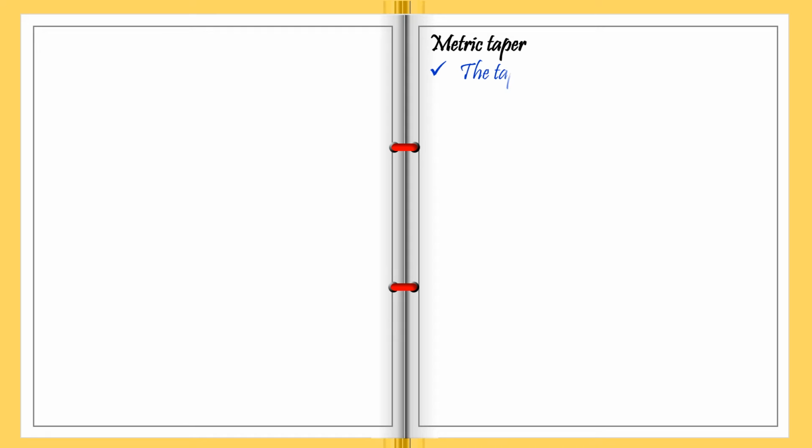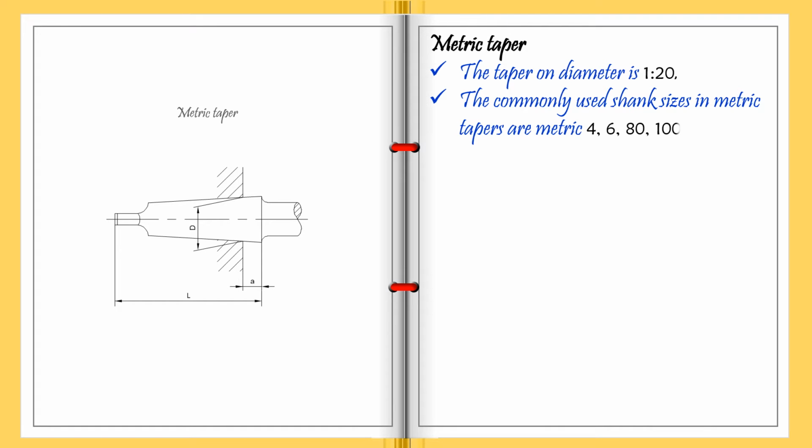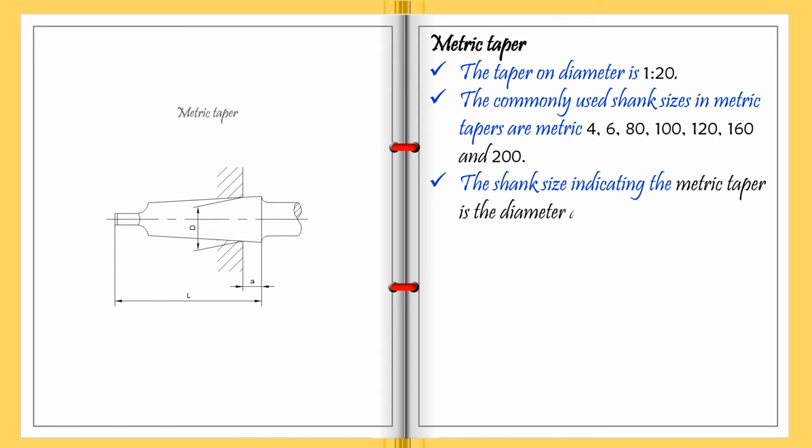Metric taper: the taper on diameter is 1:20. The commonly used shank sizes in metric tapers are metric 4, 6, 80, 100, 120, 160 and 200. The shank size indicating the metric taper is the diameter at D in the figure.